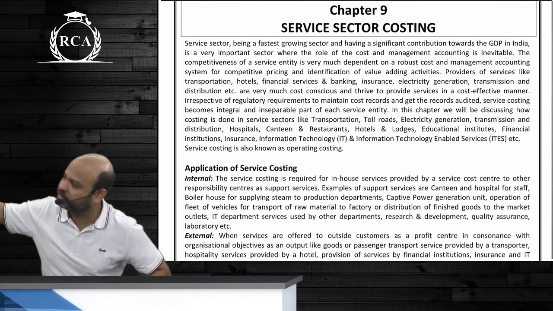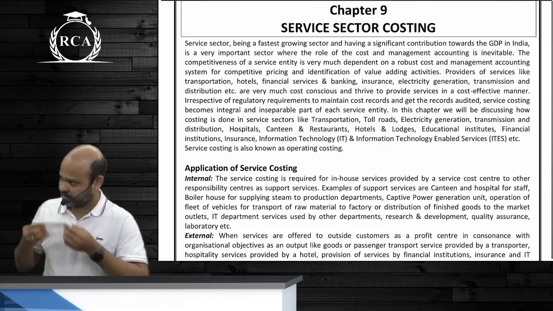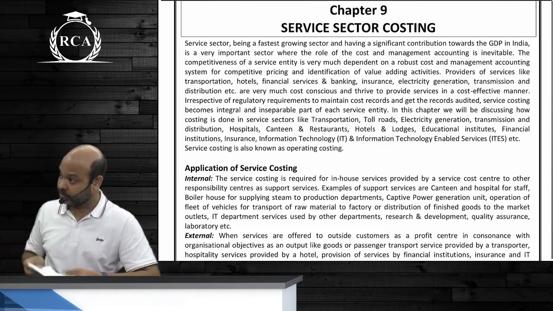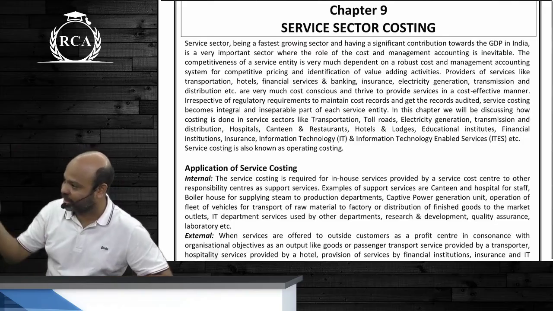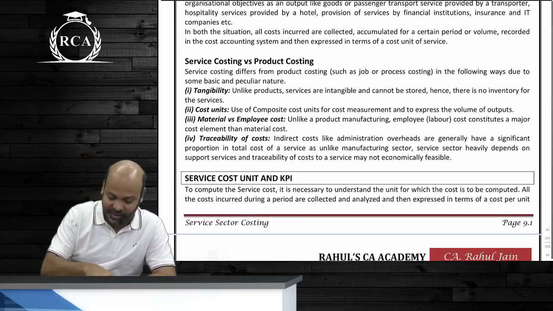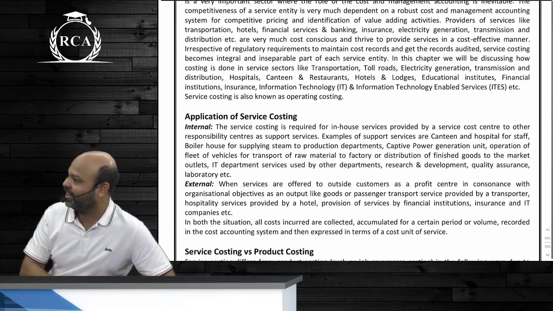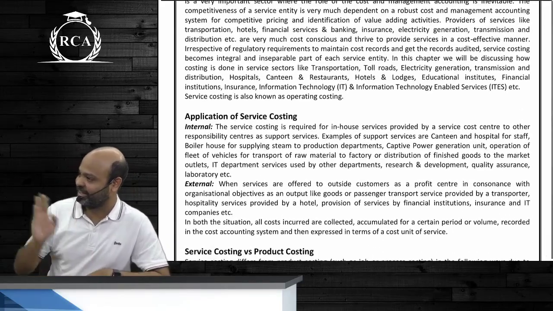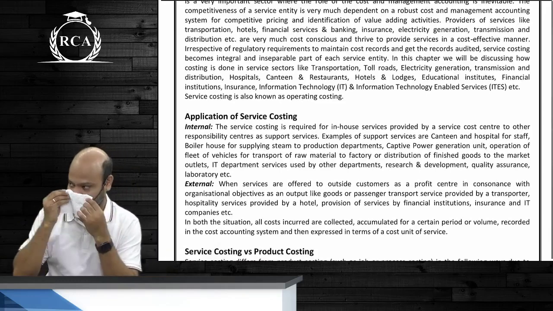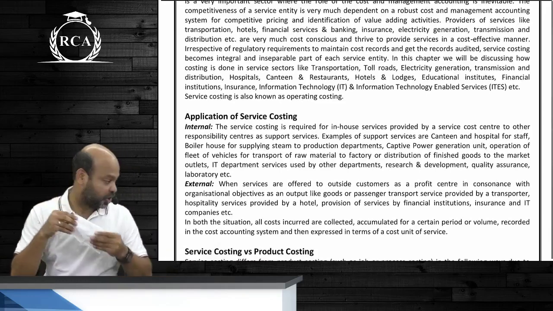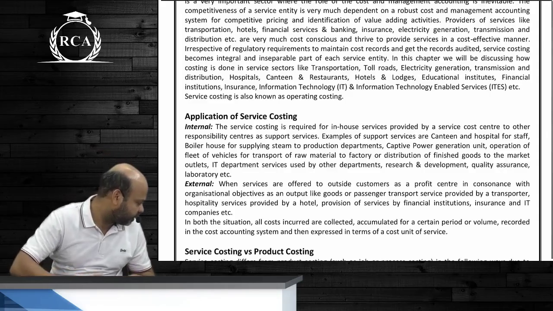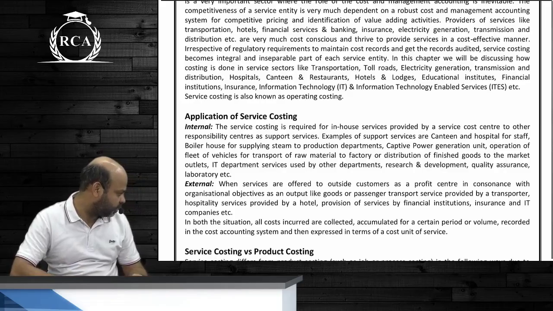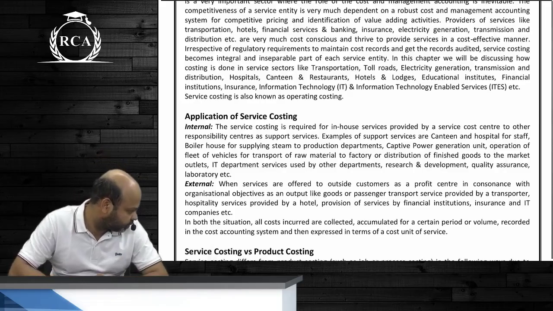Param. Everyone is listening, Rishikesh? Bhumika says there will not be any inventory.